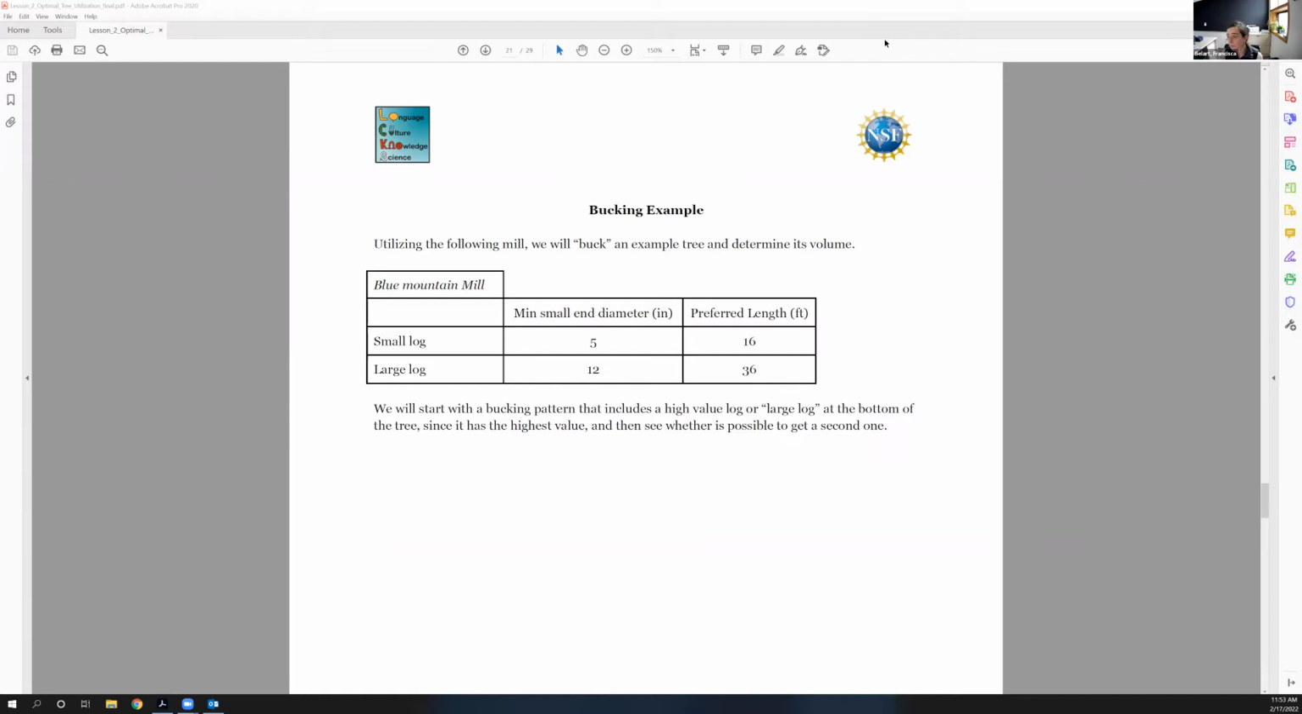So we will start with the bucking pattern that includes a high value log, which is the large log at the bottom of the tree. And we will try and get as many as we possibly can within the minimum small end diameter specification. And then we will continue into trying for small logs. So let's look at a profile of a tree.